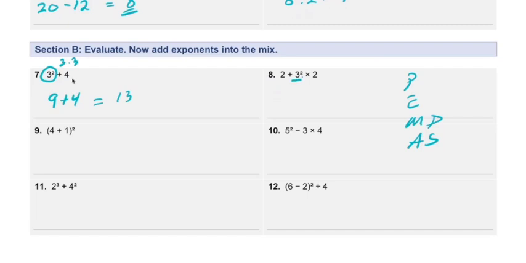Over here, there's no parentheses. We're going to do exponents first. That's 9. So we have 2 plus 9 times 2. And then we want to multiply first. That's going to be 18. So you have 2 plus 18, which is 20.